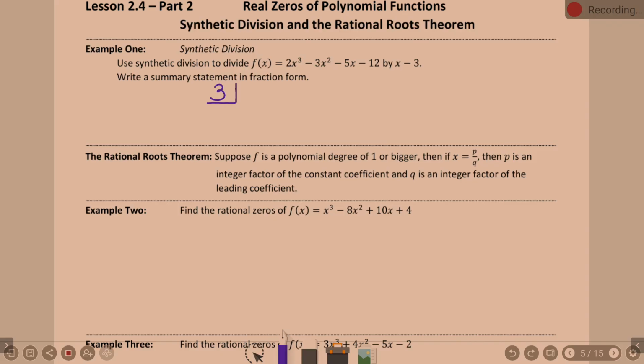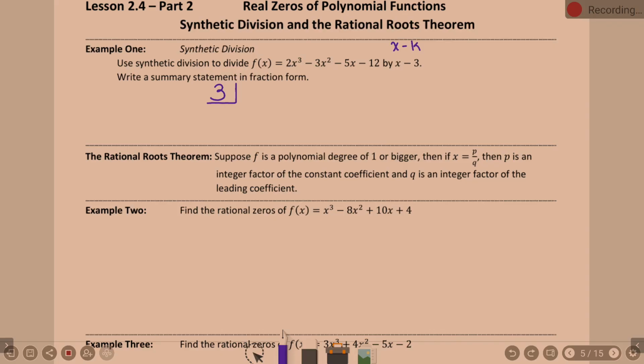We're dividing by that factor. What value represents that factor? And keep in mind, this is of the form x minus k. So x minus 3 is going to be a regular 3. It's always opposite the sign of the factor. Now, next to this, remember you just do your row of coefficients, making sure you put zeros in place of any missing values, right?